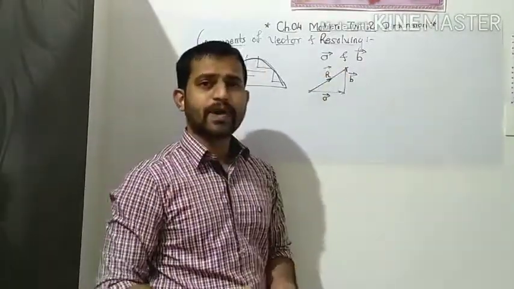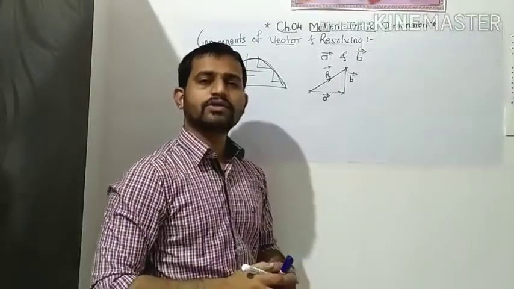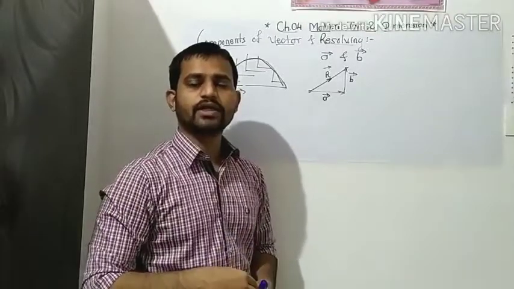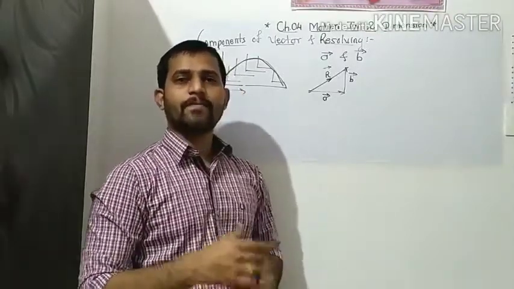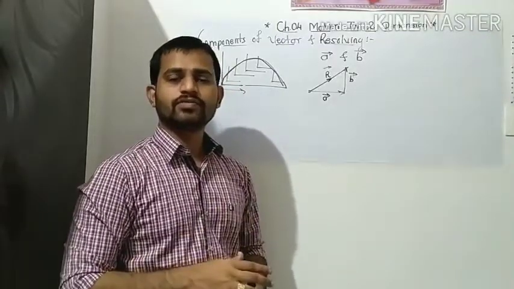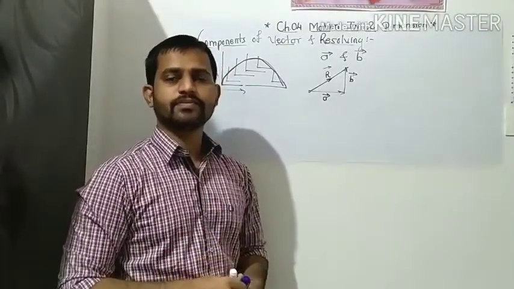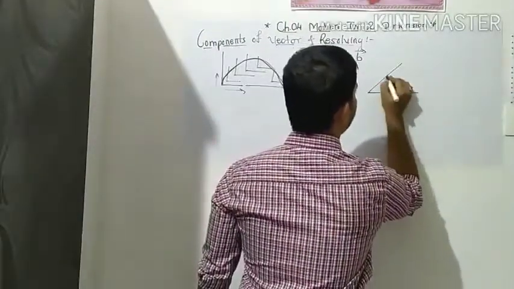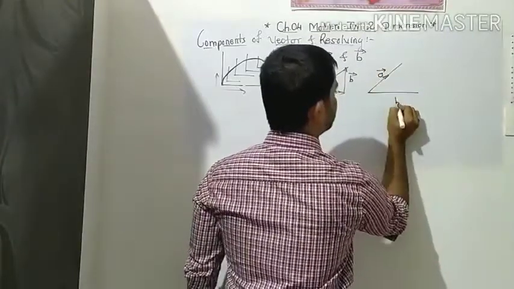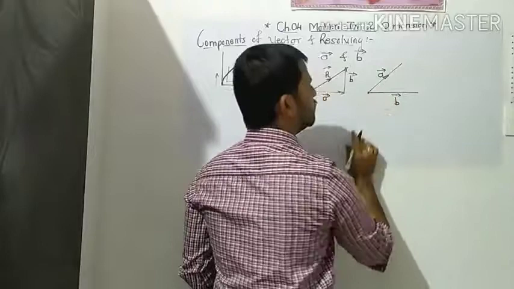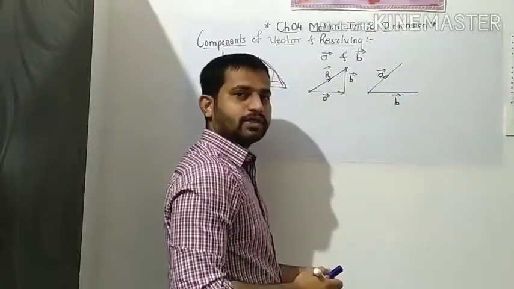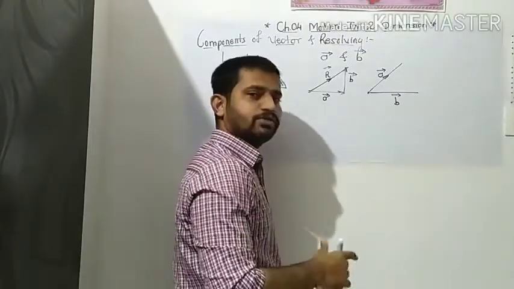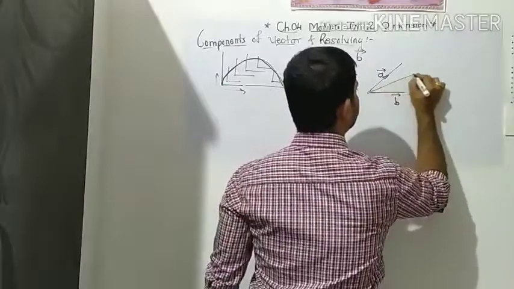In the case of a parallelogram, we learned that when the adjacent sides of a parallelogram represent two vectors, the diagonal of the parallelogram passing through the intersection of the tails of the two vectors represents the resultant. Suppose these are the adjacent sides, this is vector A and this is vector B, and this is the meeting point of the tails. The diagonal passing through this point gives us the resultant.